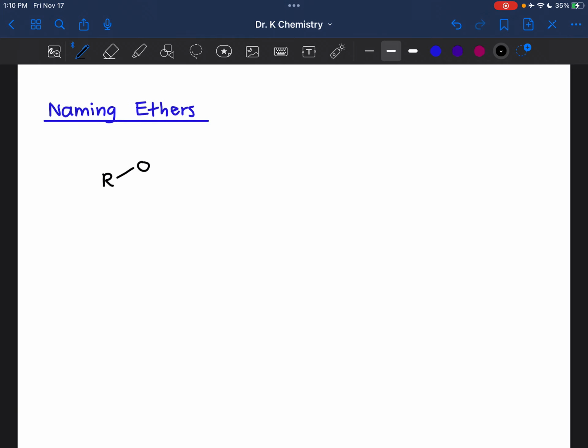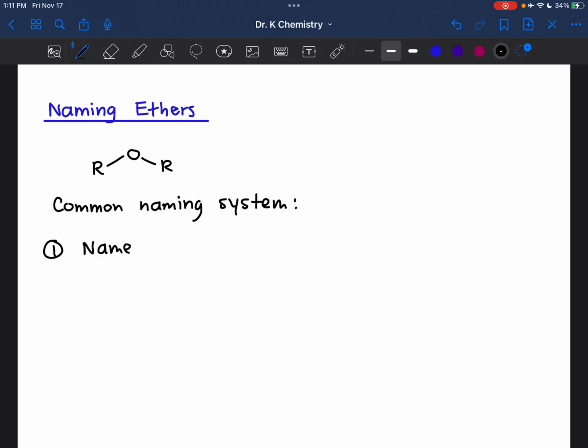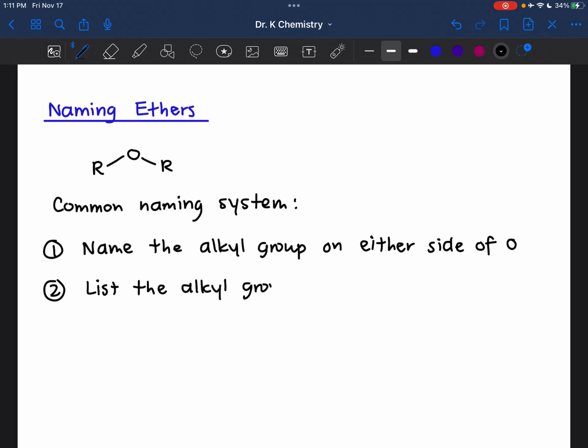The first thing we'll do is name ethers. And for ethers, there is an IUPAC naming system, but we're not going to use that. We're going to use the common naming system, which is very simple. This one's pretty nice. The first thing we will do is name the alkyl group on either side of the oxygen. And once you have that, all we're going to do is list the alkyl groups in alphabetical order. And finally, we will tack on the term ether at the end.